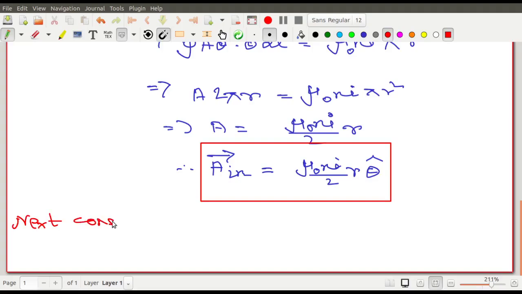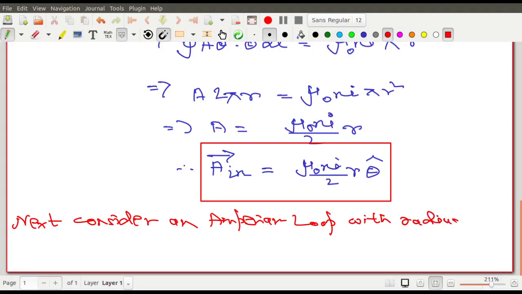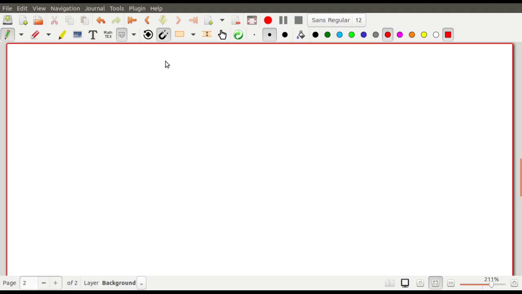Next, consider an Amperian loop with radius r greater than a, that is outside the solenoid. That is, we are now interested at an outside point, that is outside the solenoid, and please have a good look at it. Next consider an Amperian loop with radius r greater than a, that is outside the solenoid, right? Please have a good look.